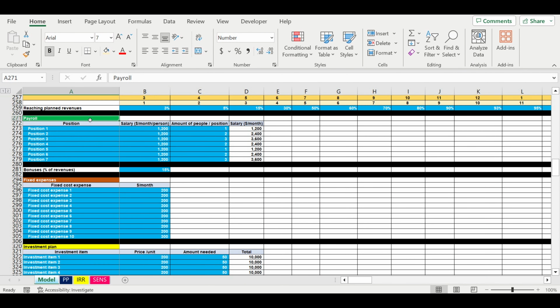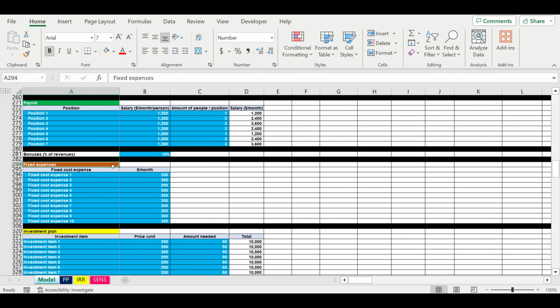Now, let's move to the payroll block. In this small block of inputs, you can name the positions, salaries per person on each position, and the amount of people on each position. Also, if you have some bonus pay as a percentage from revenues, you can specify it here. Now we are moving to fixed costs such as rent, office expenses, maybe advertising. In this block of inputs, we can name all these costs here and set up their monthly values as well.